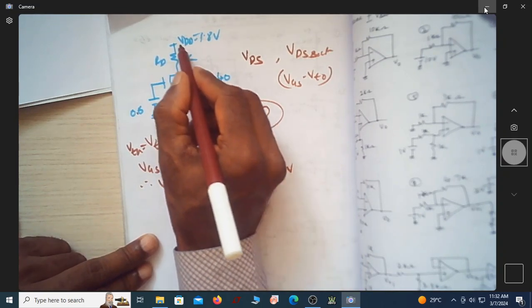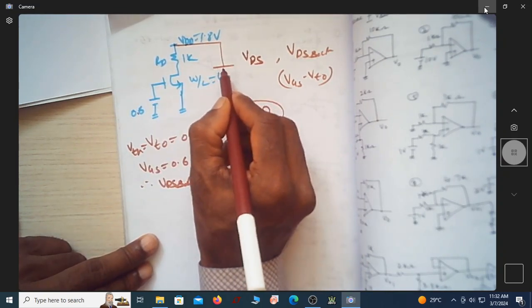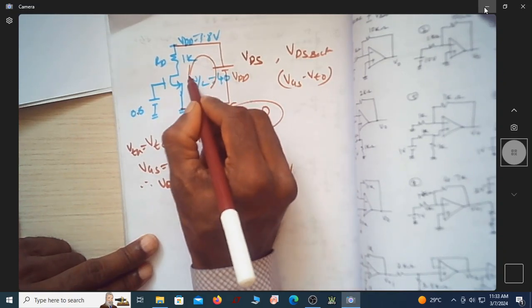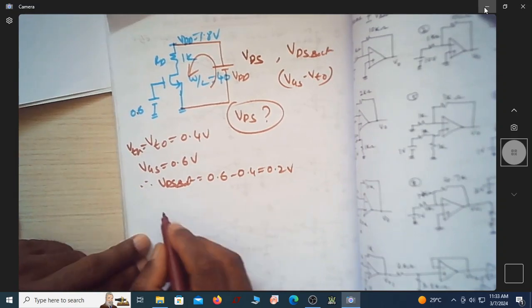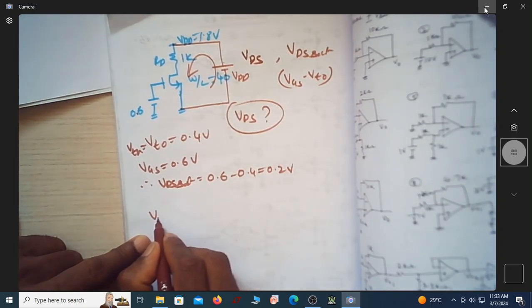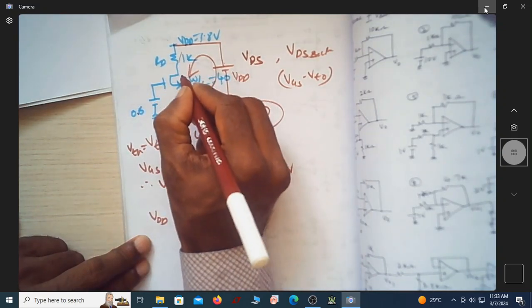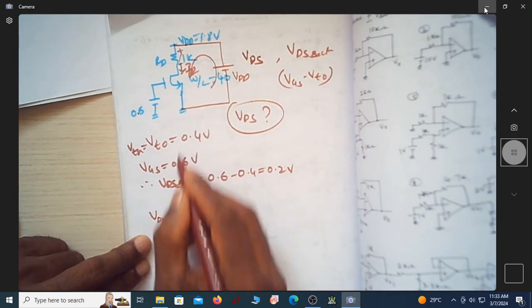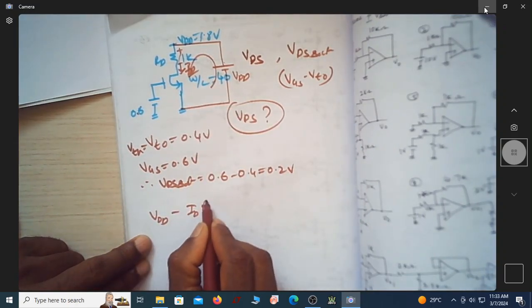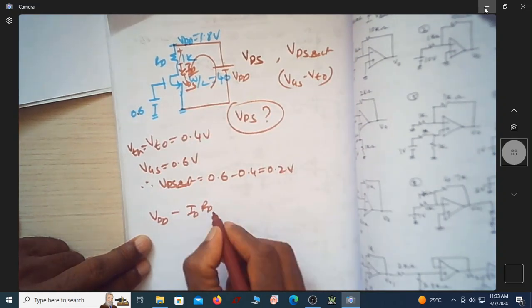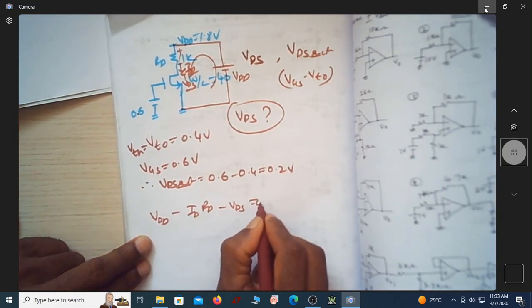So VDS can be, of course, I can rewrite this as a battery, something like this. So this is VDD. I can write a KVL for this. You can consider this is a voltage rise, which is VDD, and because I know that there is a current ID flowing through this, there is a voltage drop here, it is minus ID into RD, and there is one more voltage drop, this is VDS. This is minus VDS equals 0.